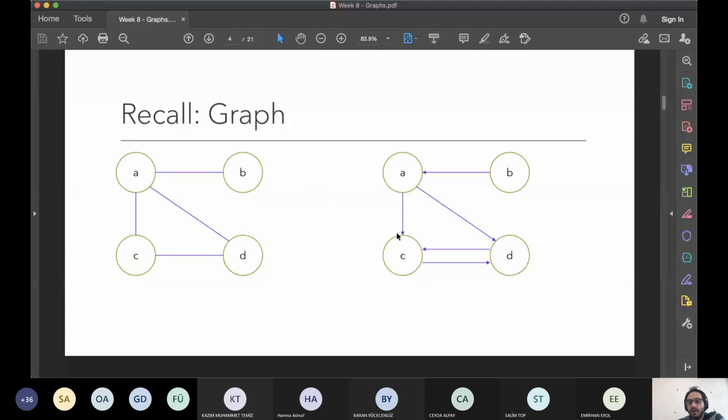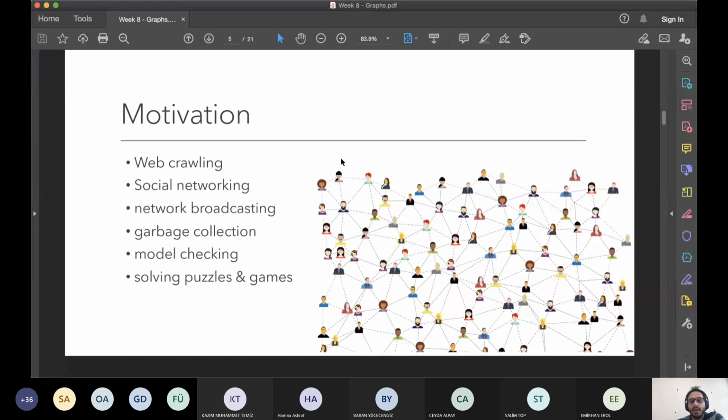Okay, guys. So if you would like to go to C from A, we can go directly from A to C, or we can go to D first, and then from D to C. This is how we traverse the graph, and we look at how we should traverse the graph to find what we want. So why are graphs important?